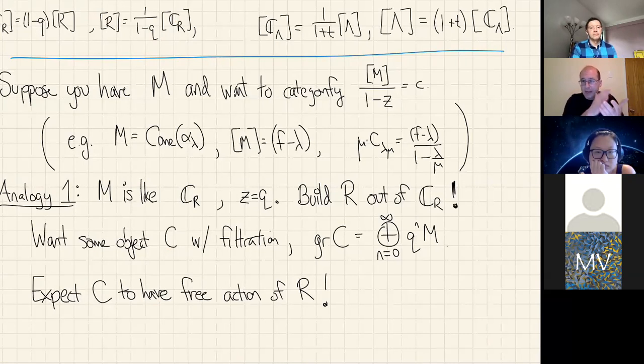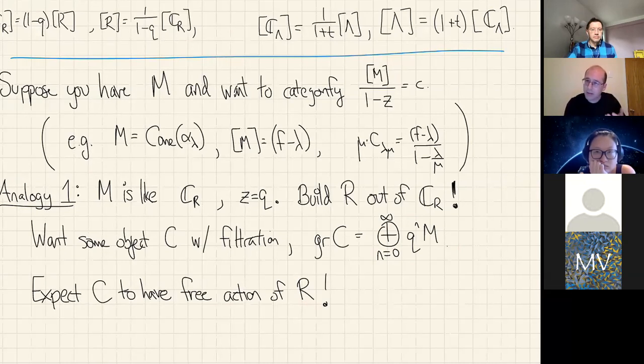So how do we build R out of M? Well, we know that we've got this filtration with one-dimensional pieces. We take infinitely many copies of the trivial rep and link them by multiplication by X. So we want some object with an infinite filtration whose associated graded is infinitely many copies of M. And when we're done, we expect this thing that we constructed to have a free action of the polynomial ring.